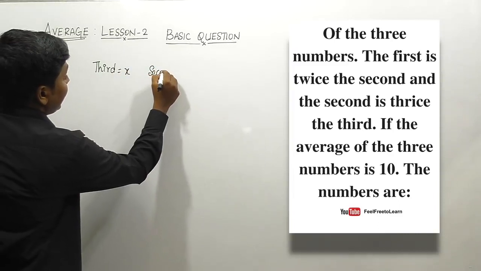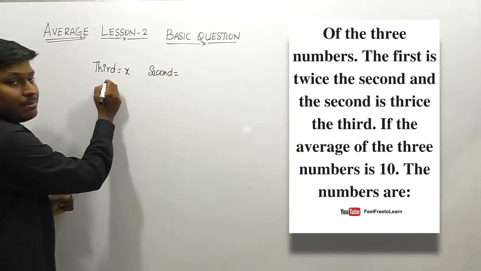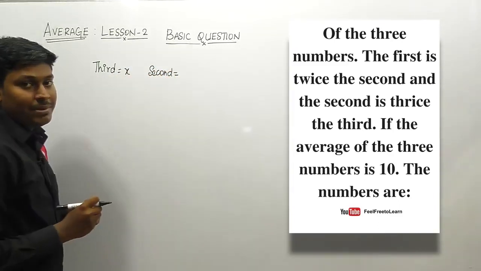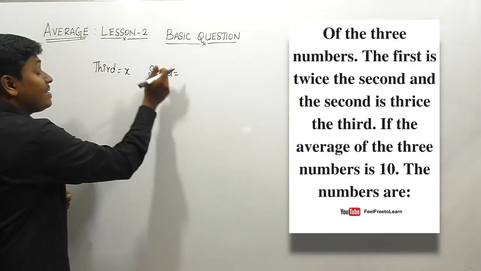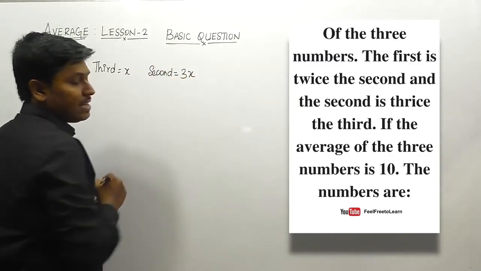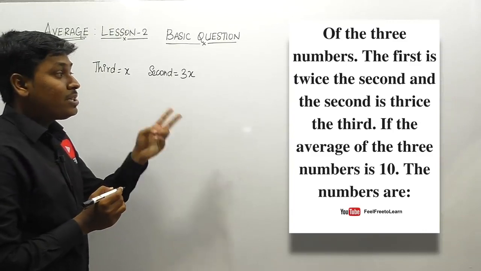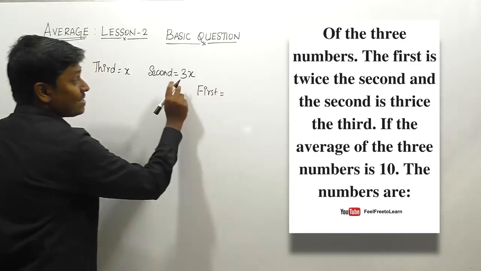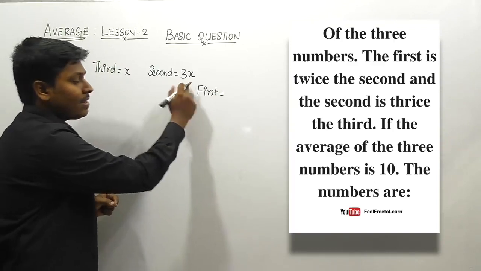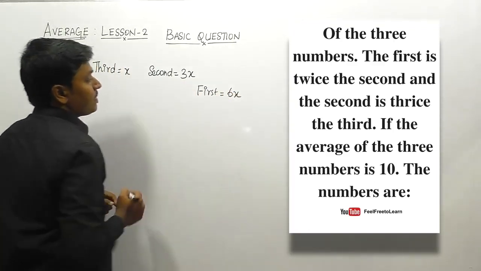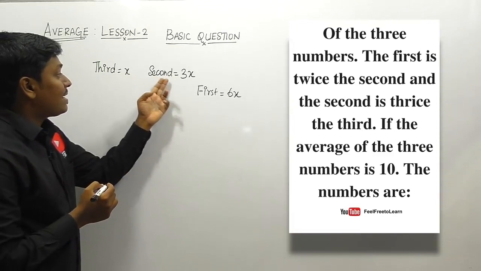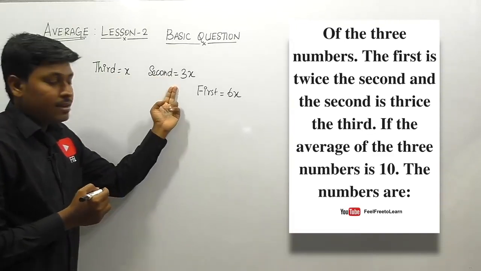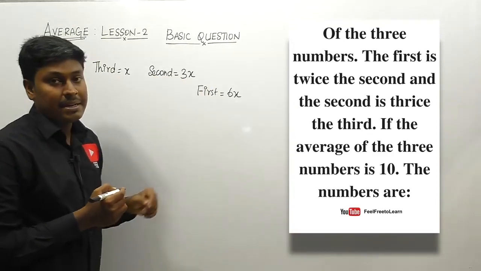And we know that the second number will be thrice the third number, right? We already know that the third number will be x. So second number is thrice the third number, so we can take this as 3x. And the first number will be twice the second number, so the second number will be 3x, so first number will be 6x. So friends, third number is x and the second number will be thrice the third number and the first number will be twice the second number, right?